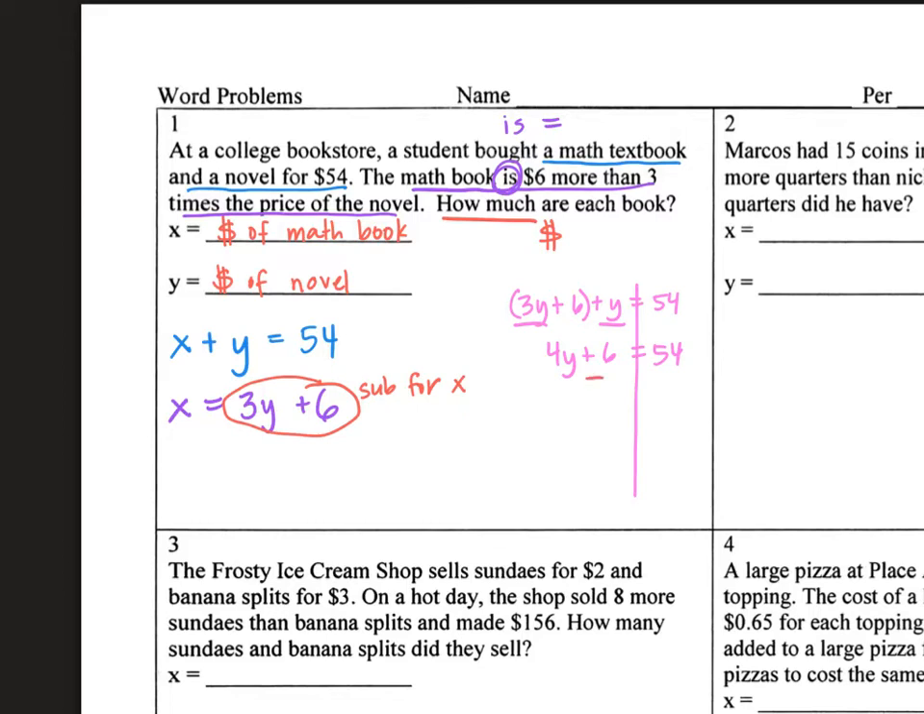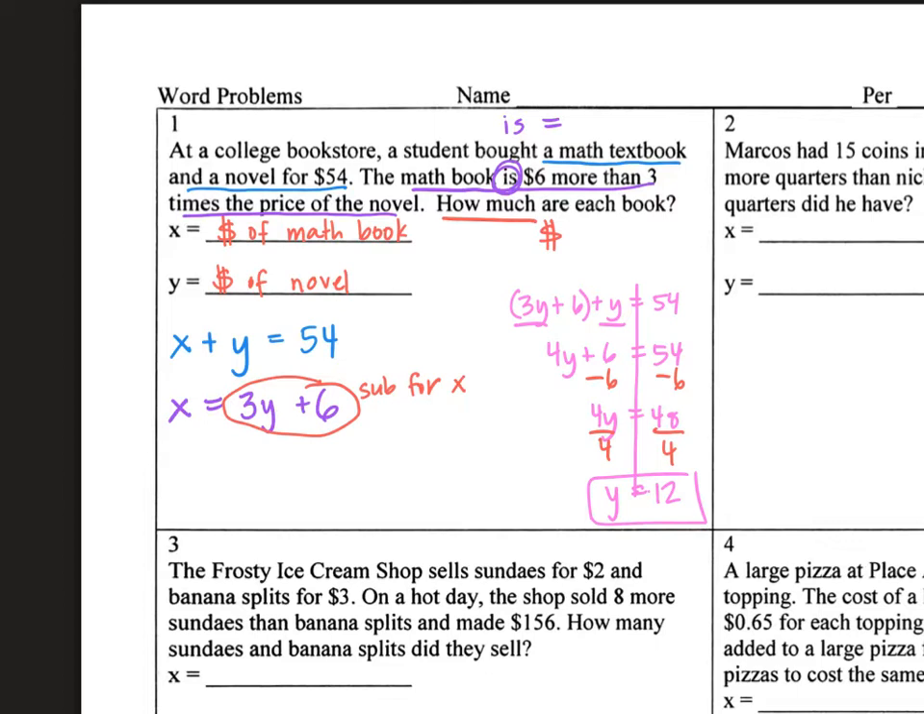Then we can go ahead and subtract 6 on both sides, and we get 4y equals 48. And if we divide by 4, y is 12. So this actually means that the novel is $12.